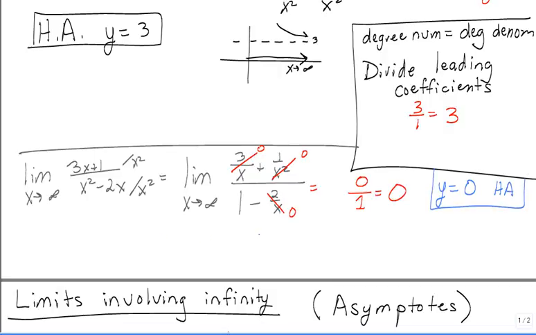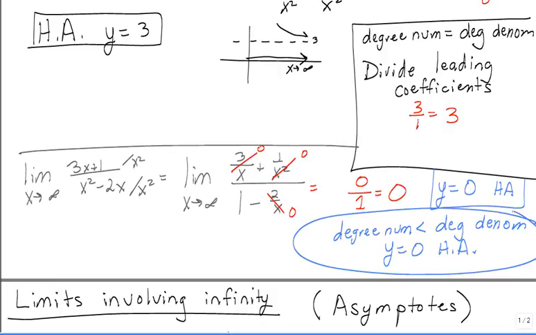And the rule is when the degree of the numerator is less than the degree of the denominator, then y equals 0 is your horizontal asymptote, or that's the x-axis. Okay, so there's your three rules on how to find your horizontal asymptotes, or you could just take the limit as x goes to infinity. Now what about vertical asymptotes?